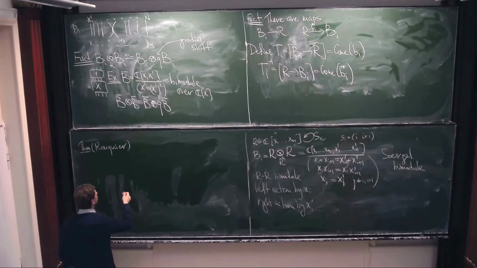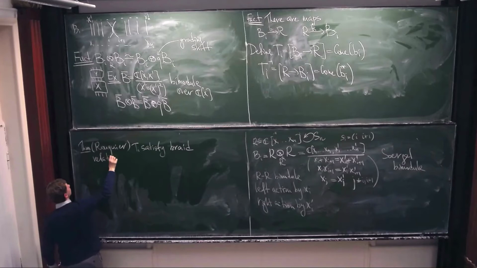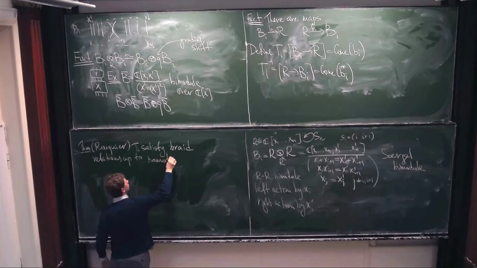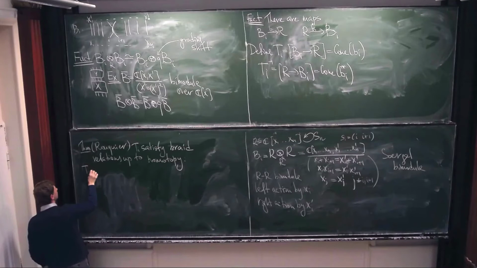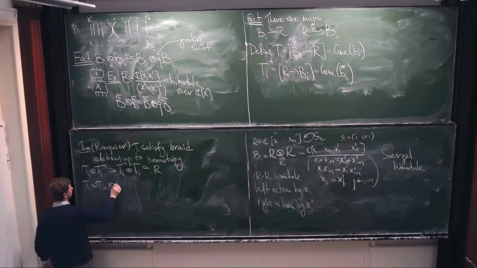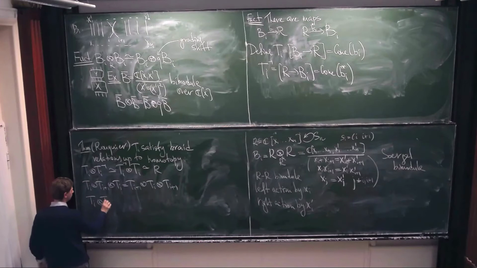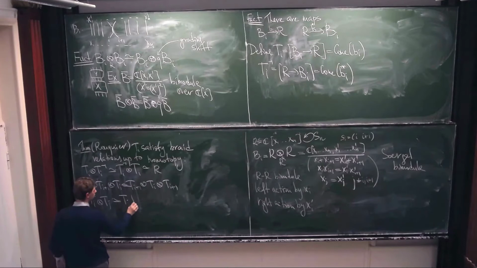This says that the T_i satisfy braid relations up to homotopy. In particular, I can take the tensor product of T_i with T_i inverse, and this is the same as T_i inverse times T_i, and this is the same as just R. Also, T_i T_{i+1} T_i is the same as T_{i+1} T_i T_{i+1}, and T_i T_j is again the same up to homotopy as T_j T_i, if i minus j are far apart.